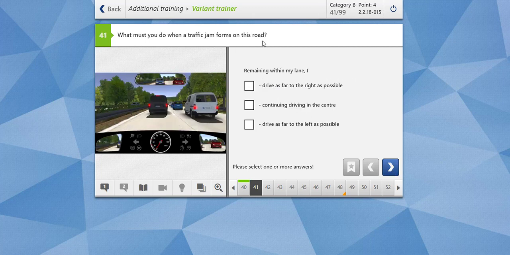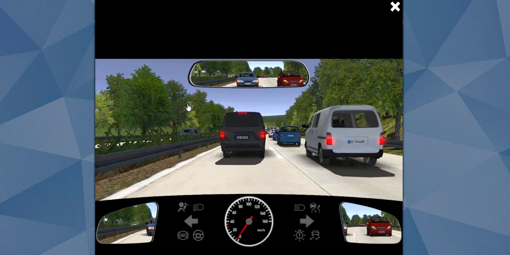What must you do when a traffic jam forms on this road? For example, now there is a traffic jam formed on this road and it seems like an autobahn. So what should you do? An important thing to remember over here is, if you are on the left lane, then you have to move towards the left. And if you are on the right lane, you have to move towards the right, so that in between there is empty space for emergency vehicles to pass through.